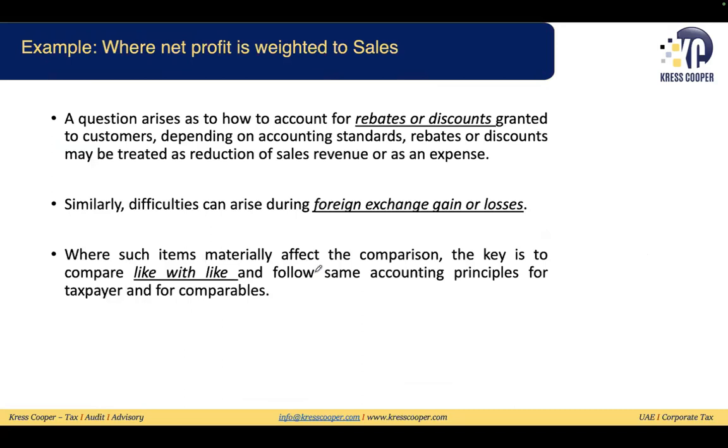Where net profit is measured relative to sales, a question arises about rebates and discounts. It all depends upon company policies. Some companies treat rebates and discounts as part of the sales. Some deduct them directly from the sale, and then the GP will come down. Some companies consider them part of the operating expenses. It all depends upon the accounting classification. Whenever we go for a comparison, we need to make an apple-to-apple, like-to-like comparison, which will be quite helpful. We need to look at accounting principles while ascertaining the net profits.